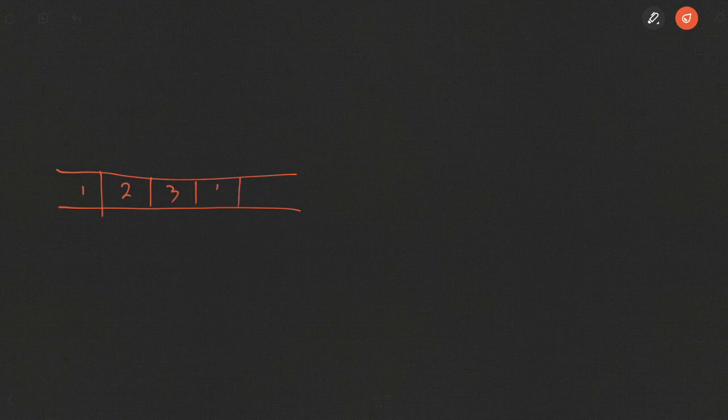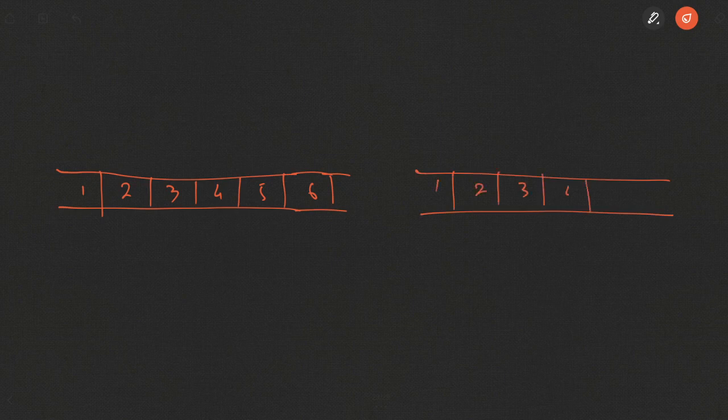So when we lay this flat, these are my commutator segments, 1, 2, 3, 4, 5, 6, and I have coils. So this is a coil of an armature winding.